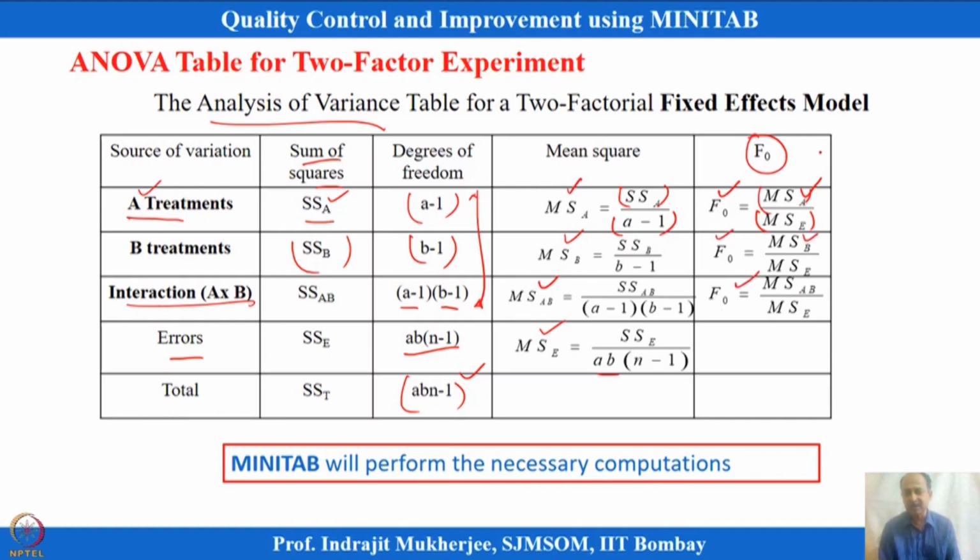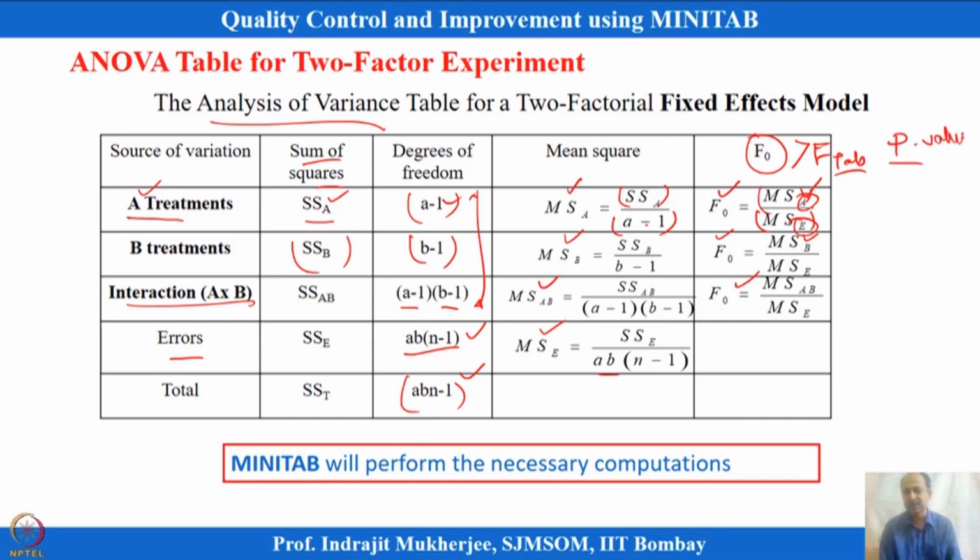Then we check whether this F value is greater than the tabulated value. So, we calculate the tabulated value with the numerator degree of freedom for A and the denominator degree of freedom for error, which we already know, because the degrees of freedom are already given. So, a minus 1 is the numerator degree of freedom, and ab(n minus 1) is the denominator degree of freedom. So, whether F0 is greater than this one will generate the p values over here, and we can also calculate the p values.